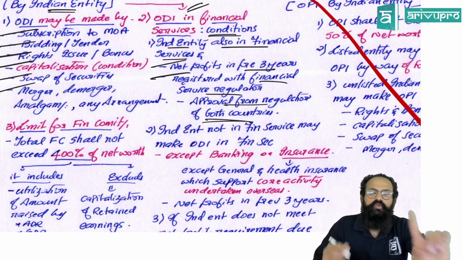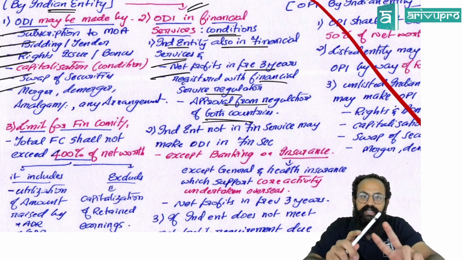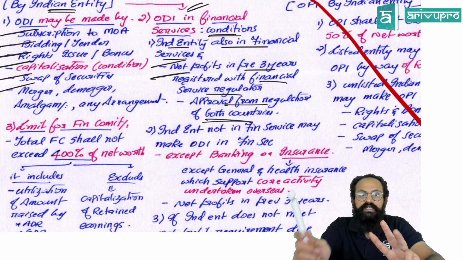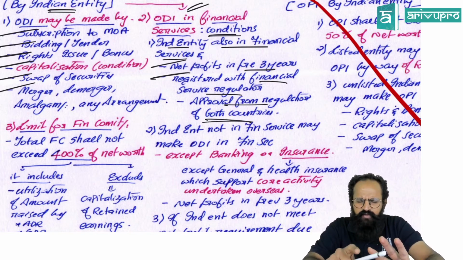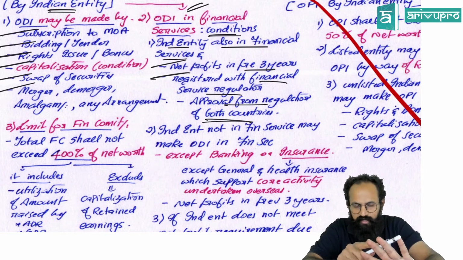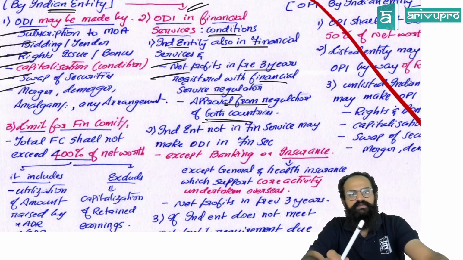So an Indian entity which is also in financial services, which has a track record of 3 years profits, and you are registered with the financial service regulator and you have taken all the approvals from the sectoral regulators, then you can invest in a foreign company which is into financial services.